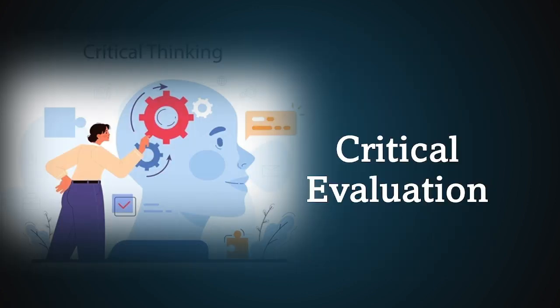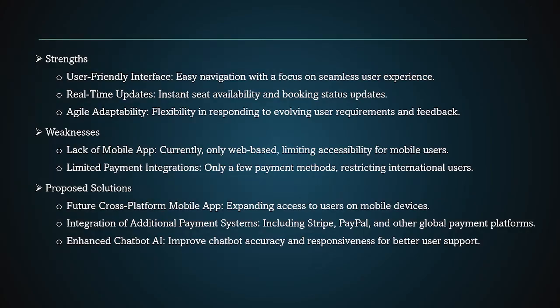So now I'm diving into critical evaluations. The system has a user-friendly interface, real-time updates, and flexibility. I divided it into strength, weakness, and proposed solution. So user-friendly interfaces and real-time updates, agile adaptability. I mean the flexibility in responding to evolving user requirements and the feedback.